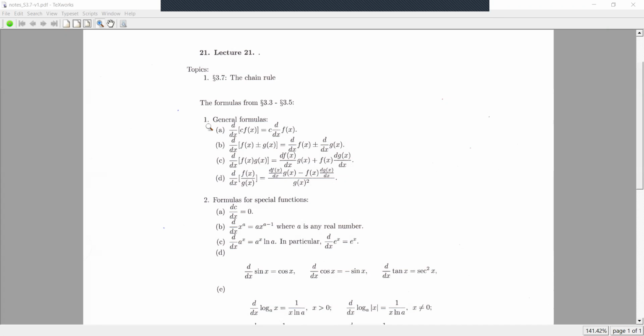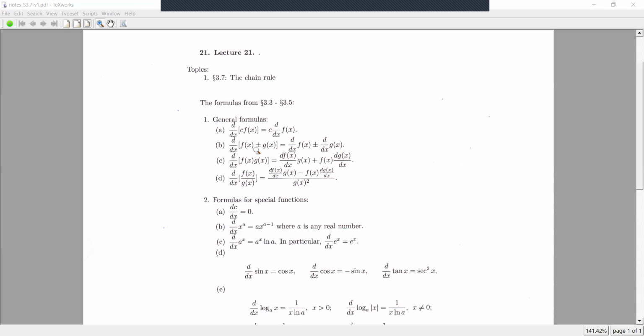In group 1, formula number 1 is constant multiple formula. It says that derivative of a constant times a function is the constant times the derivative. We can move the constant outside the derivative. Formula number 2 is summation formula. It says that derivative of a sum is the sum of the two derivatives.